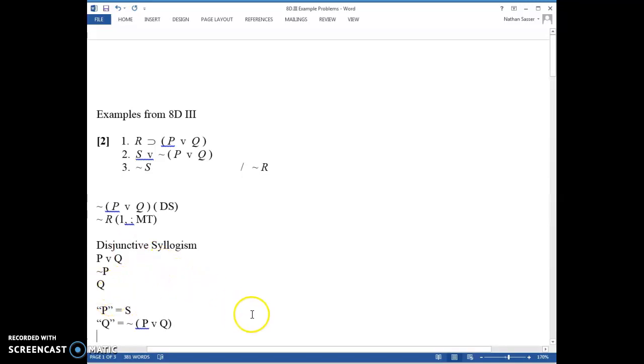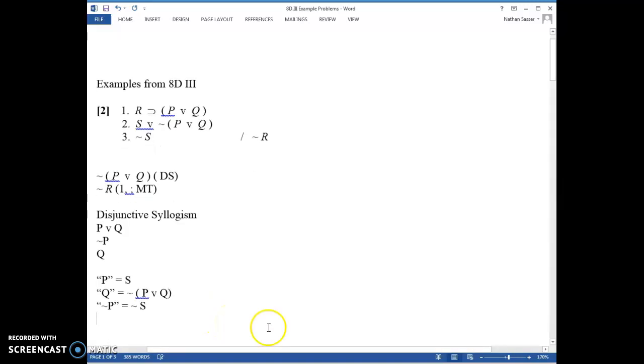So that means that the premise that we need, we've already got the P or Q, it's here. The premise that we need is the equivalent of not P. Well, what would the equivalent of not P be? The equivalent of not P would be not S, right? Okay, so I can apply disjunctive syllogism to premise 2 and get this conclusion if I have not S as another premise. So I need somehow to have not S as a premise in order to use disjunctive syllogism.